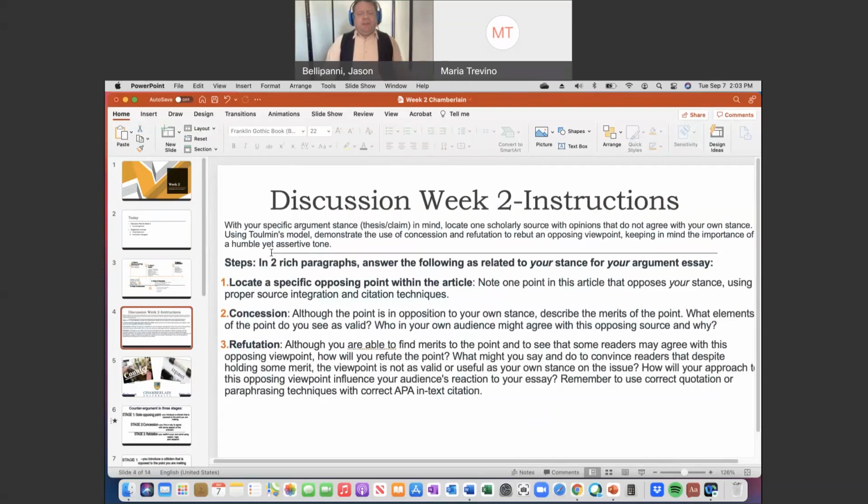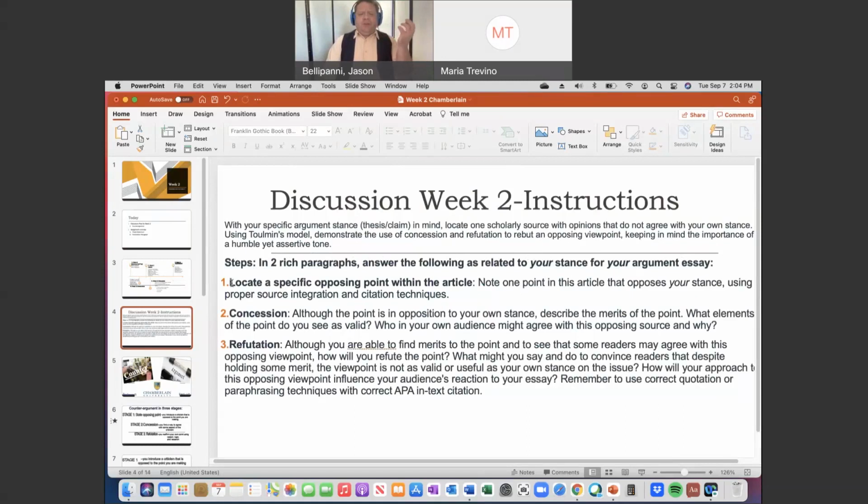So it goes like this. Here are the instructions, right? In 2 rich paragraphs, answer the following as related to your stance for your argument essay. Whatever your subject is, whatever thing you're thinking about arguing your position about, the climate and so on, right? That's what we're focusing on.